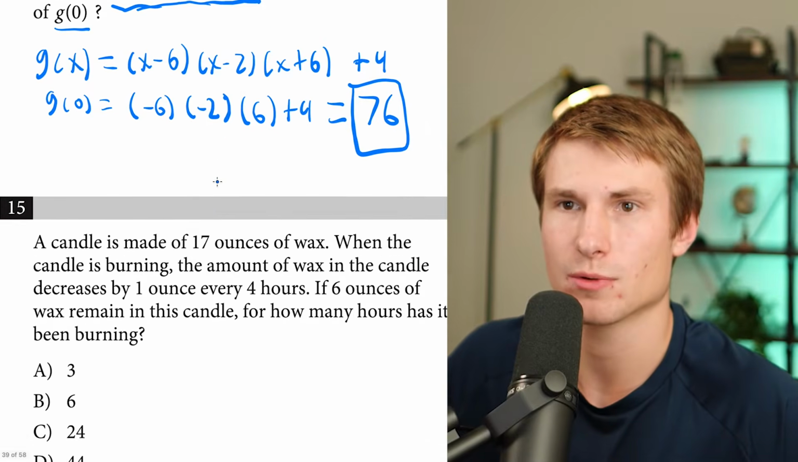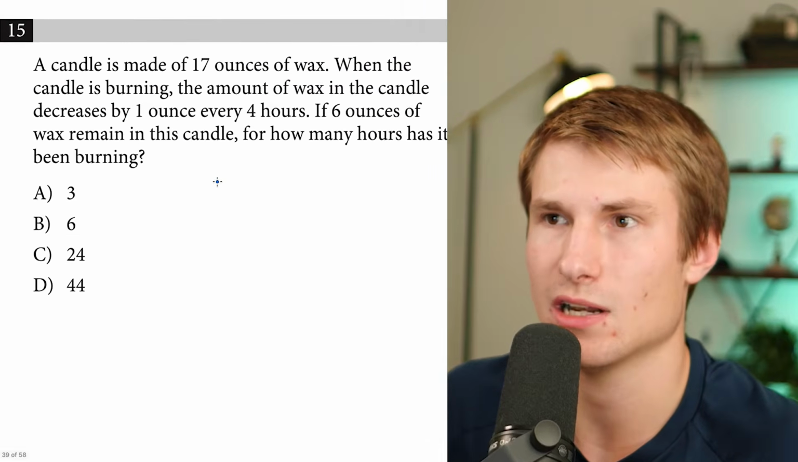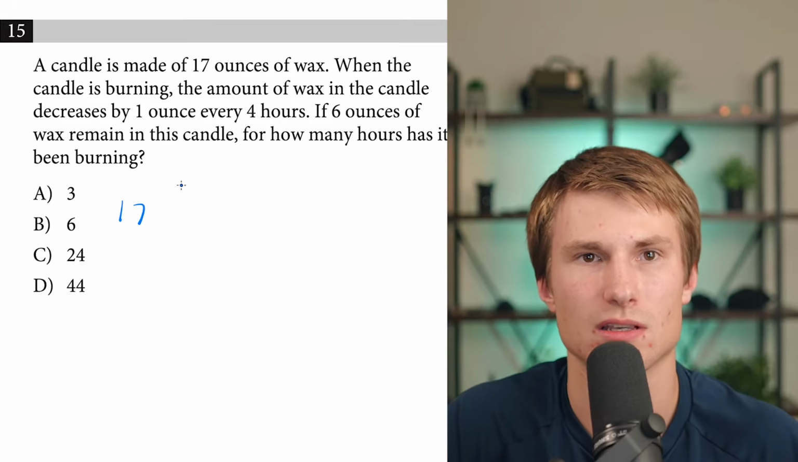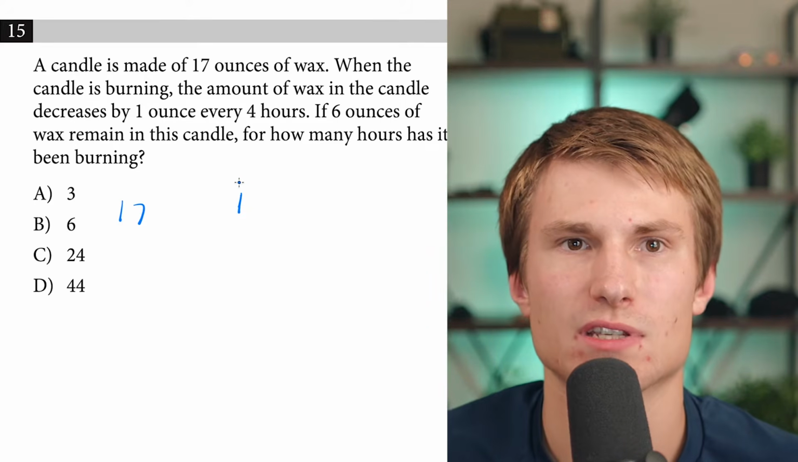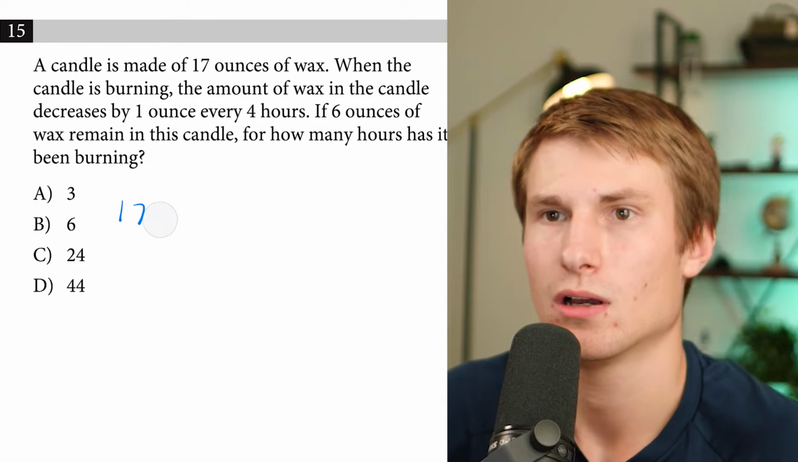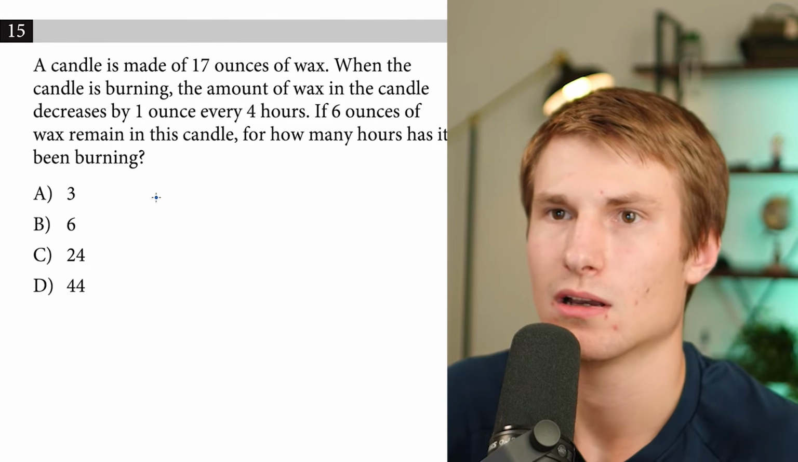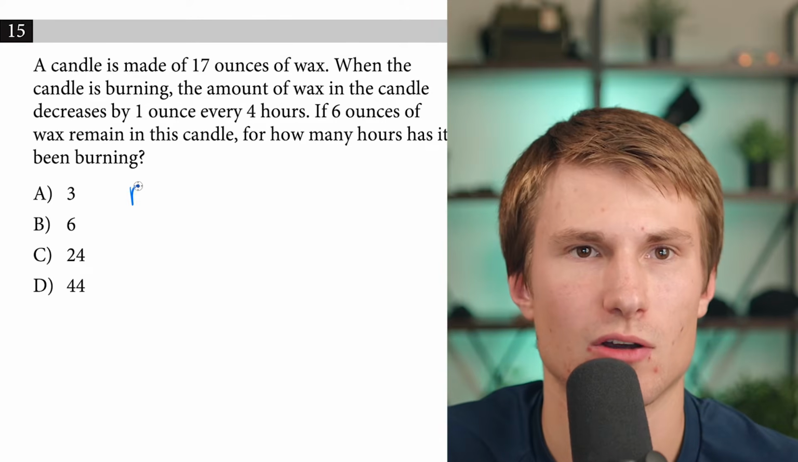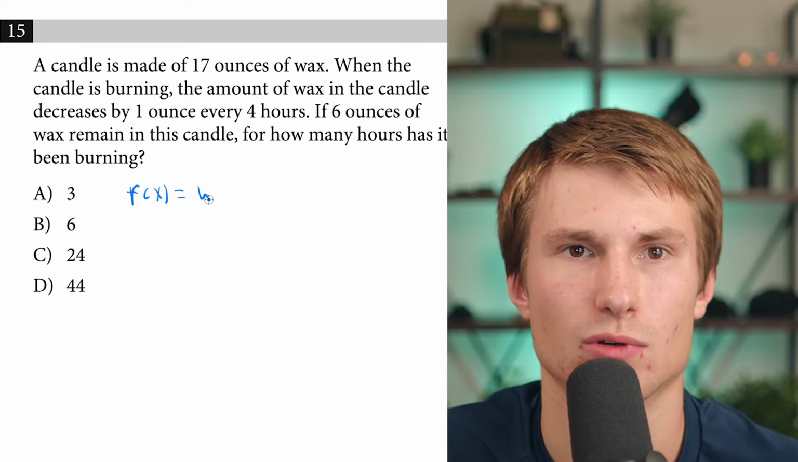Moving on to question number 15, we have a candle made of 17 ounces of wax. When a candle is burning, the amount of wax in the candle decreases by 1 ounce every 4 hours. If 6 ounces of wax remain in the candle, how many hours has it been burning? All right, so let's write this out as an equation that shows us how much wax is remaining. So I'll write that f of x is equal to wax remaining.